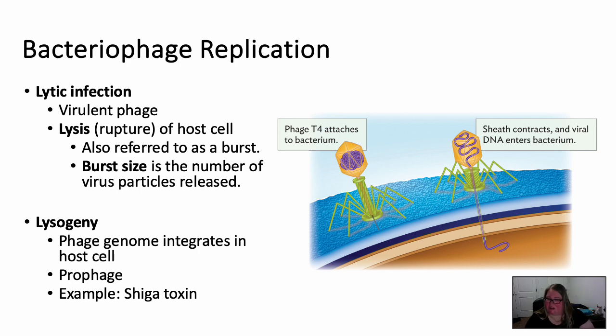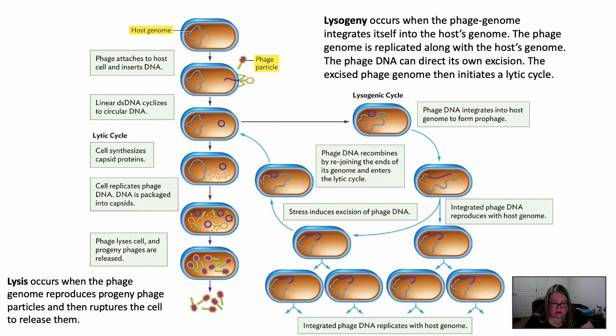So let's look at what this actually looks like. This is a really good slide to know. It's going to tell you the difference between the lytic and the lysogenic cycles. Our main virulence pathway for bacteriophages: we have the host, and the phage particle is going to come in, attach, puncture the bacterial cell, and inject its genome. The genome is injected in its linear form, and it's going to cyclize and become that circular chromosome we know.